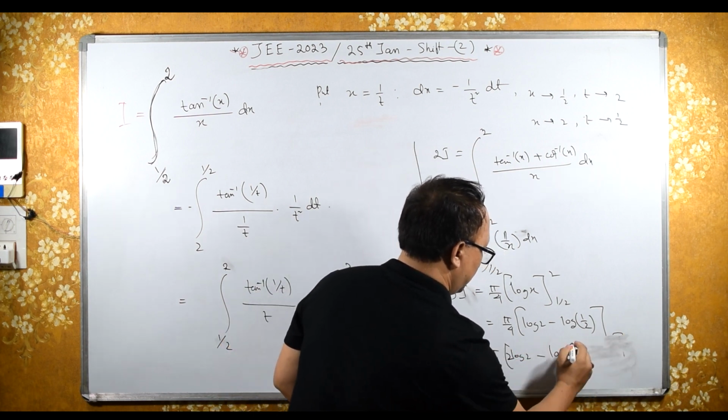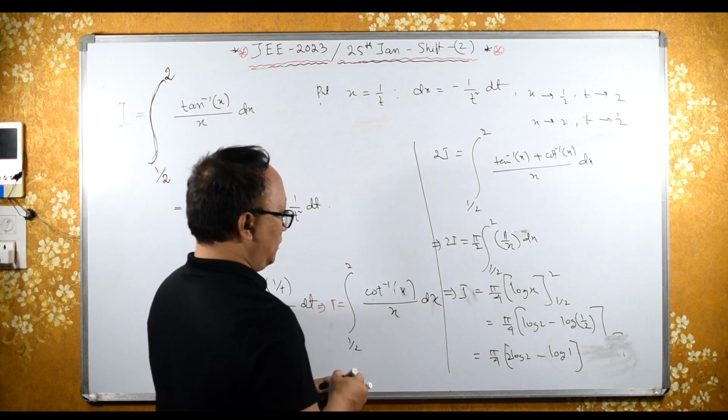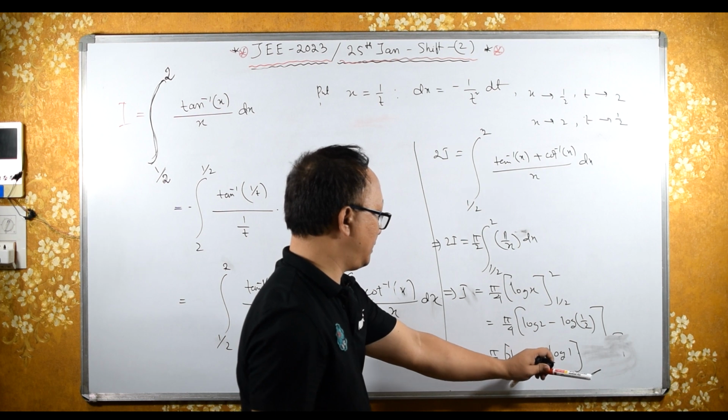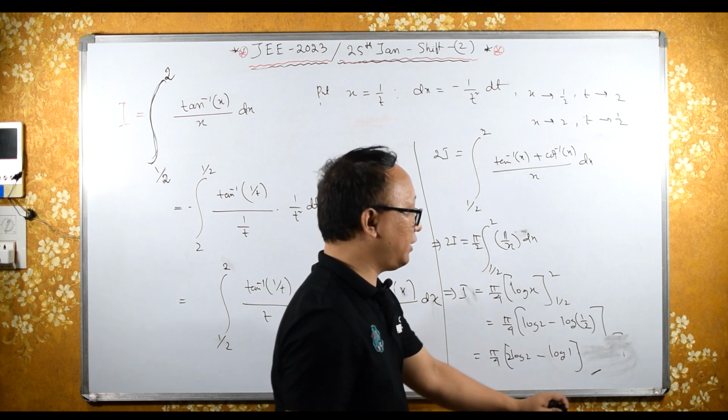So you can keep it like this, or you can bring it as log 2 square, or you can keep it like this.